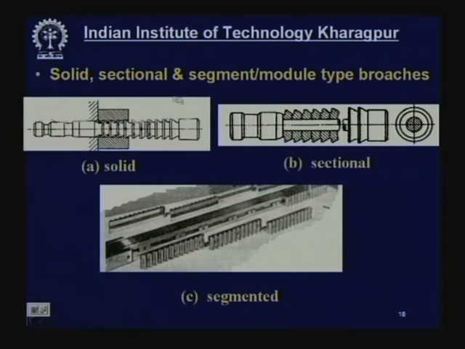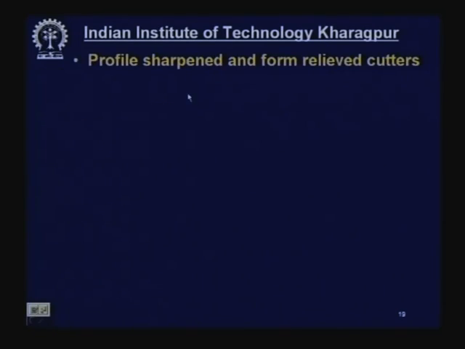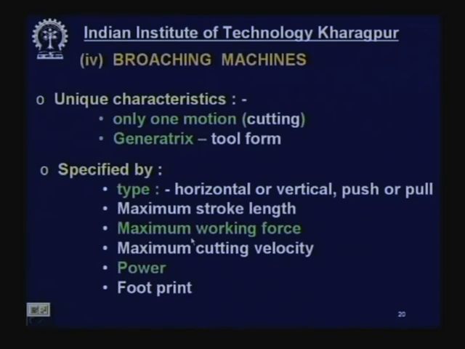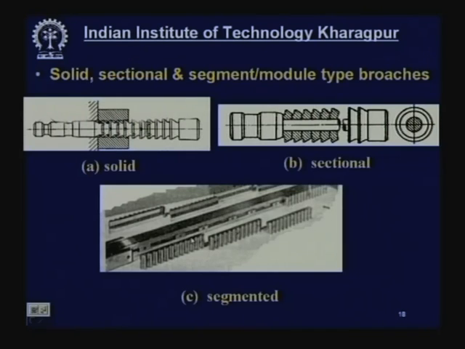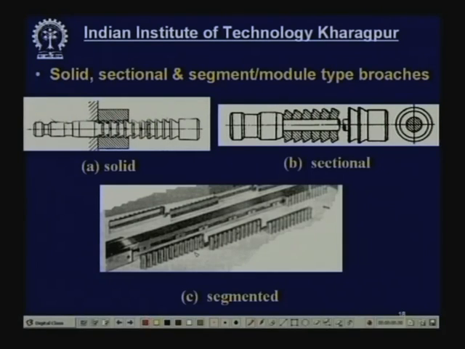Now, solid, sectional and segment or module type broaches. Most of the broaches I told you are pull type and internal working type, as this one. This is the most common pull type internal broach with a large number of teeth in a length. This is called solid, a solid single piece from which it is made, mostly high speed steel.